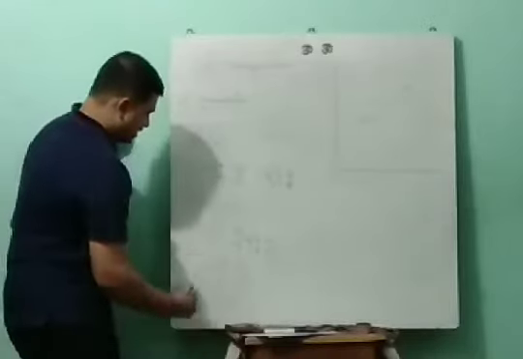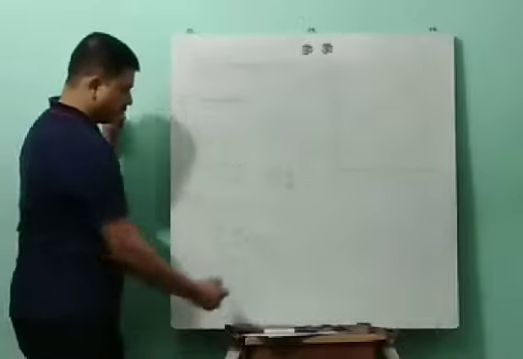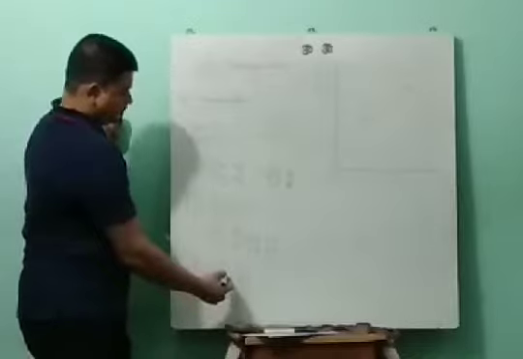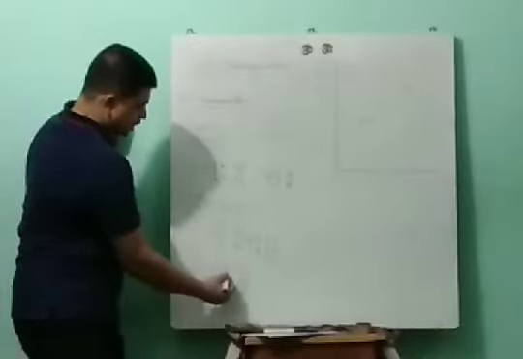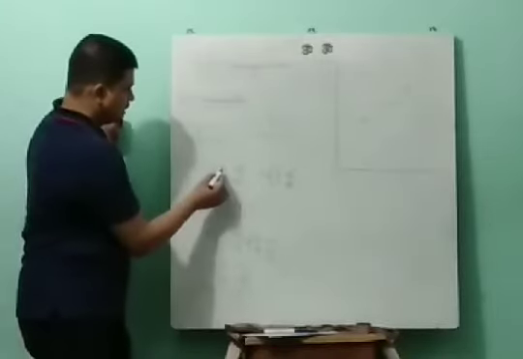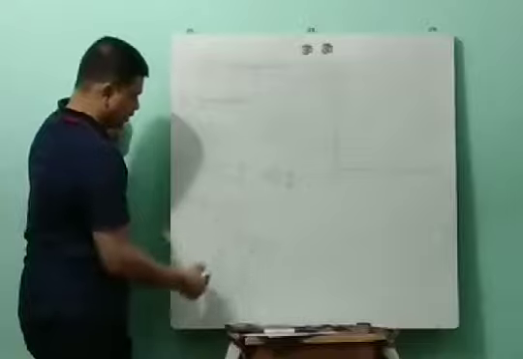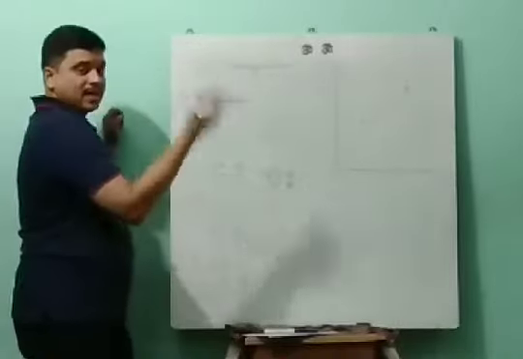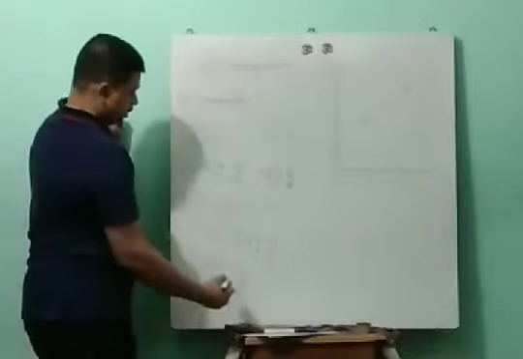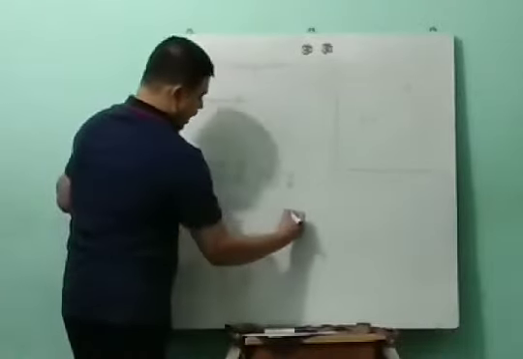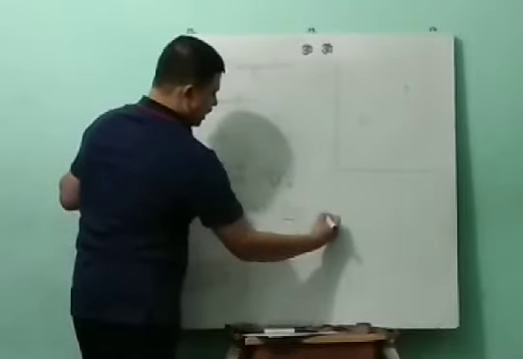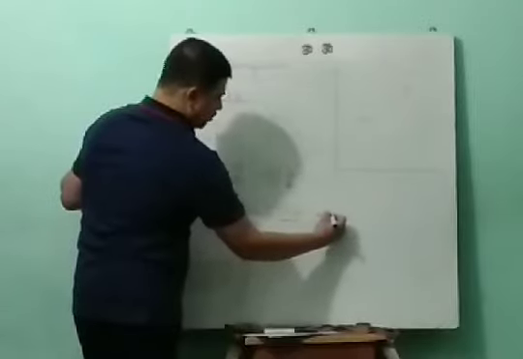So now the translated line L dash is represented in the form of a matrix. Now analyze this: the endpoints will become 3, 4 and 4, 7, as it is x1, y1, x2, y2. The translated values will be x1 dash, y1 dash, x2 dash, y2 dash. So the translated line has the endpoints 3, 4 and another endpoint 4, 7.